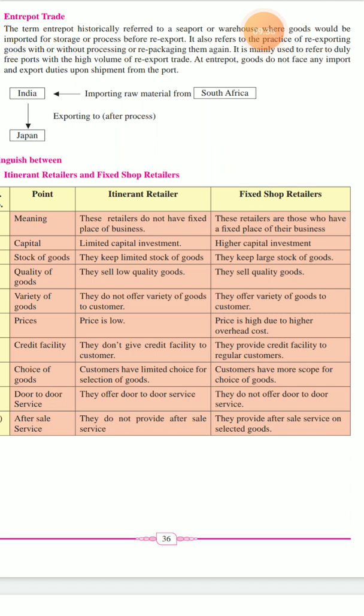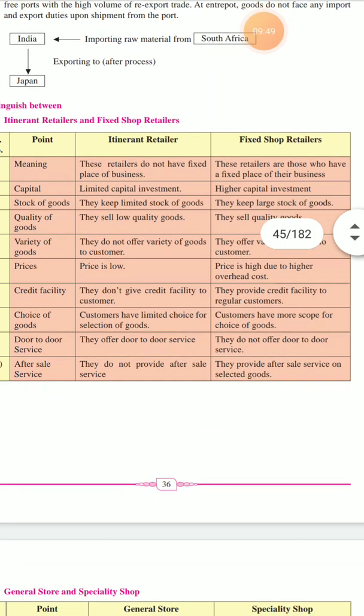Okay, now fixed shop retailers have a scope for choice of goods. Okay, here n number of products are available, so customers have a good scope of choice of the goods. Then door to door service. Here itinerant retailers offer door to door service to their customers, whereas fixed shop retailers do not offer door to door services. Okay, next is after sales service. Here itinerant retailers do not provide after sales service. Fixed shop retailers will provide after sales service on selected goods.